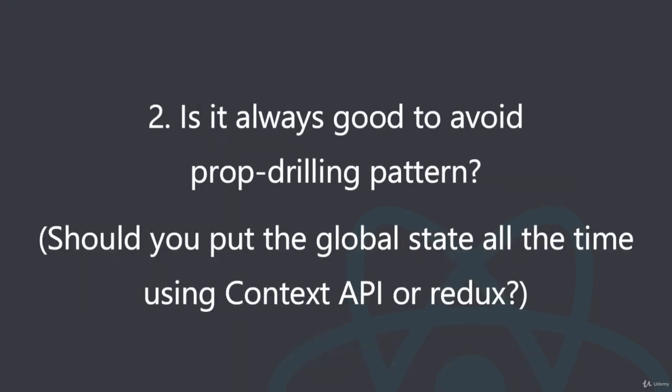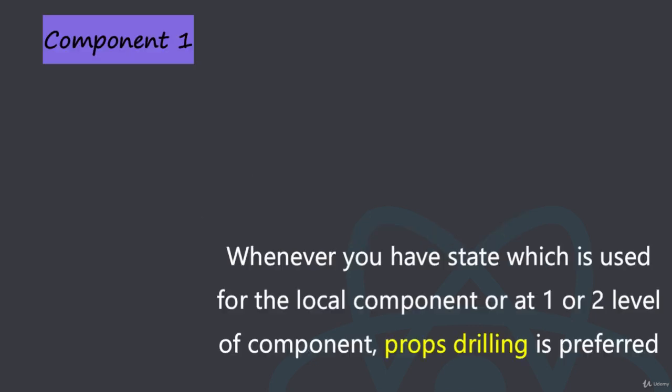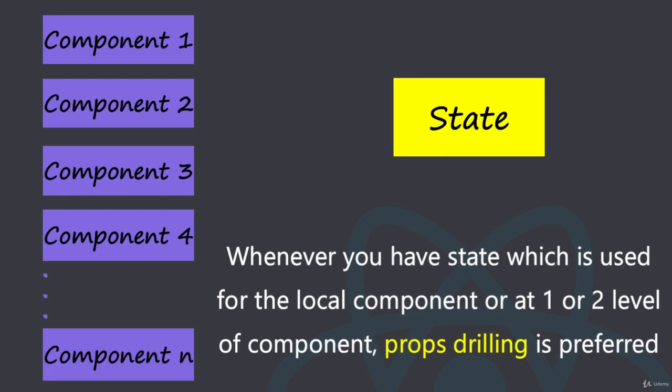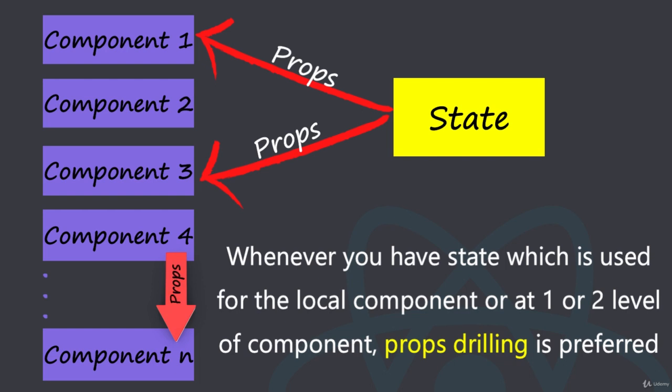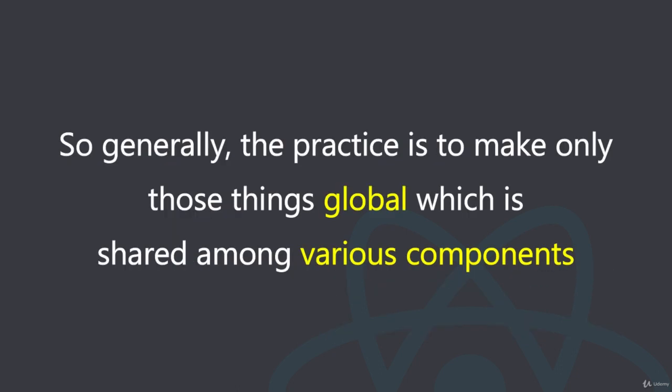The second question is, is it always good to avoid the prop drilling pattern? That is, should you put the global state all the time using Context API or maybe Redux? Well, this is a very relative discussion, but I must say you don't generally prefer to make everything global. Whenever you have state which is used for the local component, or let's say at 1 or maybe 2 levels of components, you prefer to pass it through props. But you will always find some pieces of data which are shared across the application. So generally you try to make only those things global which are shared among various components.